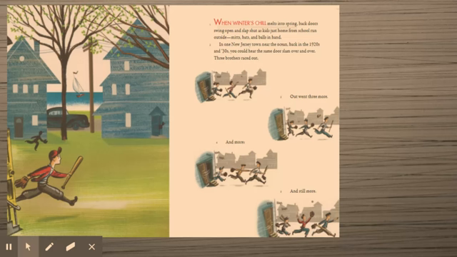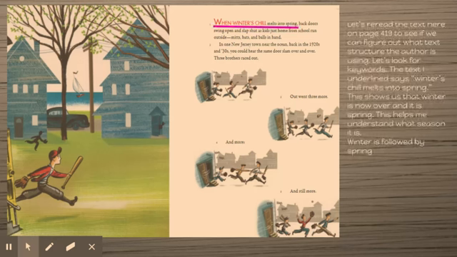So right from the beginning, the author is giving us some clue words to help us to understand when the story is taking place. The first thing that I notice is when winter's chill melts into spring. So this one is showing us that winter is now over and it's spring. This helps me to understand what season it is. We know that winter is followed by spring. So the boys are going outside during the spring to play baseball.